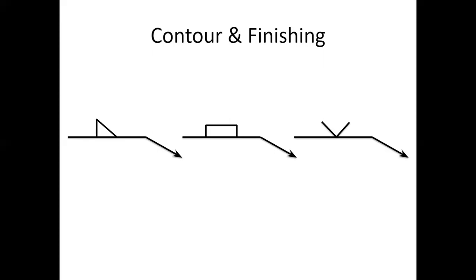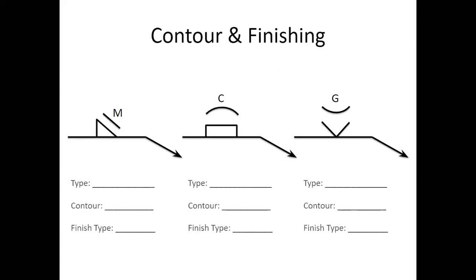So contour and finishing. We got a fillet weld, we got a plug and slot and a V groove here. So on the fillet weld, we have a flat finish. The plug and slot is going to be a convex finish, and the V groove is going to be concave. And those can be made those ways. So the flat is going to be made by machining. The convex is made by chipping. That's kind of weird. And the concave is by grinding. So fillet, flat, machine, got that one. Plug or slot, convex, and chip, we got that one. The groove is concave by grinding. That one's probably one of the more realistic ones.